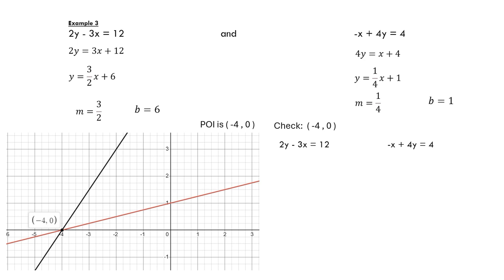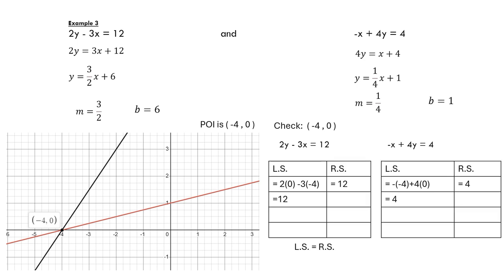And lastly, doing our right side, left side check. Once again, we establish that the left side equals the right side in both cases, telling us that our point (-4, 0) is valid.